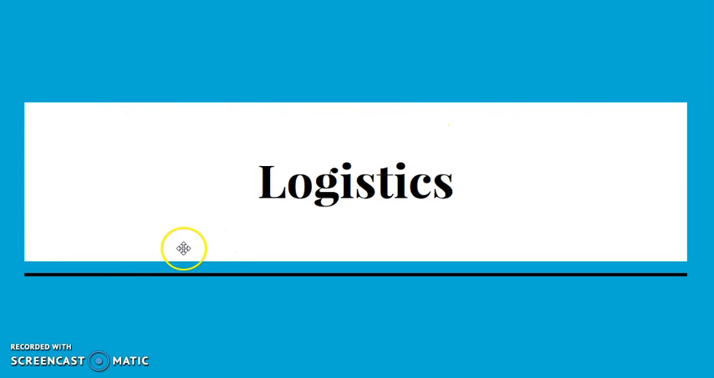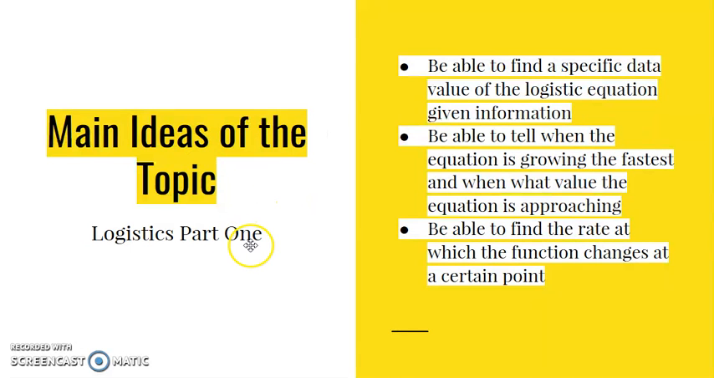So let's go into our next section, logistics. And in logistics, we'll break this into two parts, part 1 and part 2, because there's quite a lot of things that we need to know in order to solve logistics problems. What we want to do is be able to find a specific data value of the logistic equation given initial information. We want to be able to tell when the equation is growing the fastest and what value the equation is approaching, and be able to find the rate at which a function changes at a certain point.